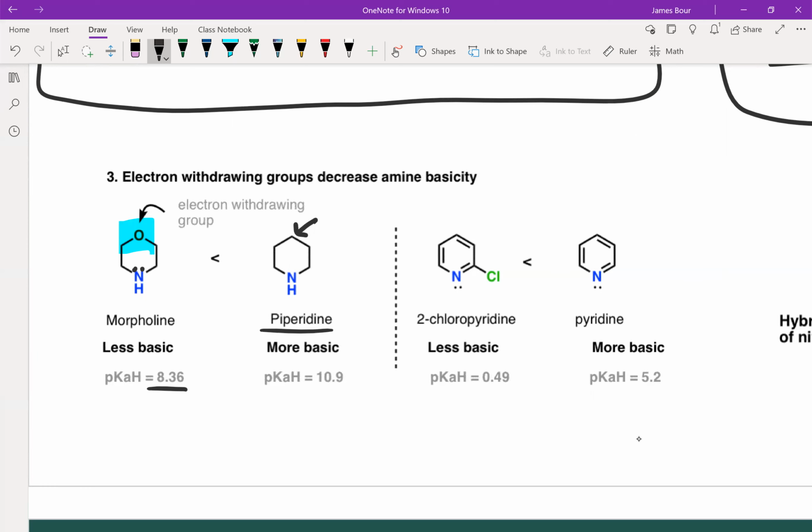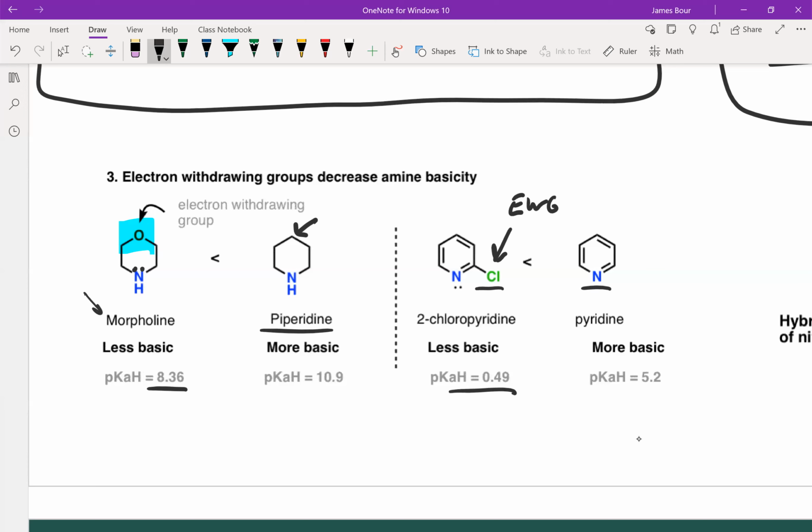This also applies to other types of amines. Here we have the benzene derivative, the phenyl derivative of nitrogen called pyridine. And if we put an electron withdrawing group off of that pyridine, that is chlorine, chlorine is electronegative, an EWG, it pulls electrons towards it. This has the same effect as oxygen in morpholine. This makes it much less basic.